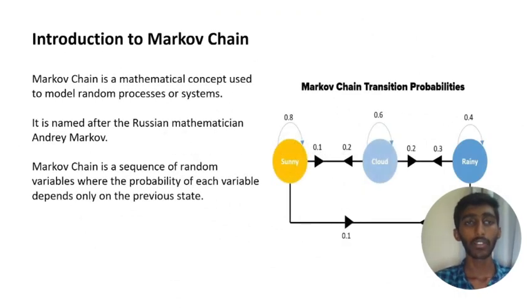Markov chain. Let us see the introduction first. Markov chain is a mathematical concept used to model a random process or a system. It is named after the Russian mathematician Andrei Markov. Markov chain is a sequence of random variables where the probability of each variable depends only on the previous state.